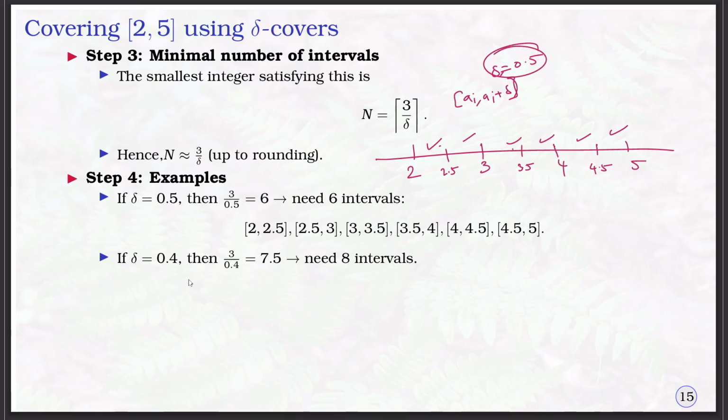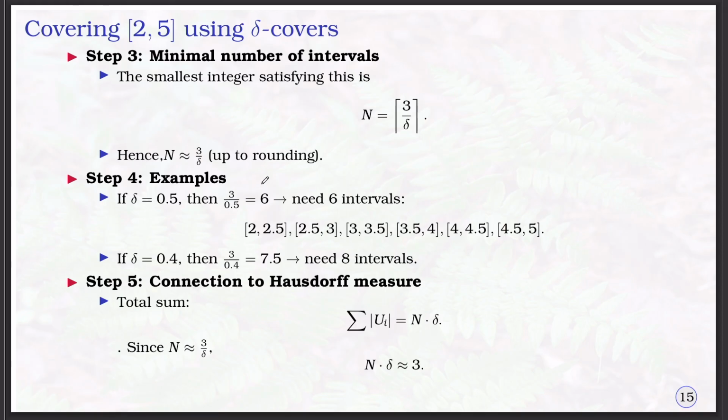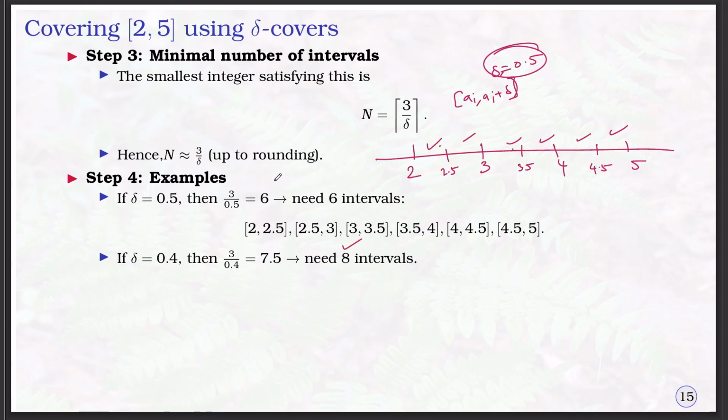Suppose I change delta to 0.4. Then the number of intervals needed to cover is 7.5, and the smallest integer greater than or equal to this number is 8. So, we need 8 intervals. Those 8 intervals start from 2, then 2.4, 2.8, then 3.2 and so on. Taking these closed intervals, they cover the interval [2, 5].